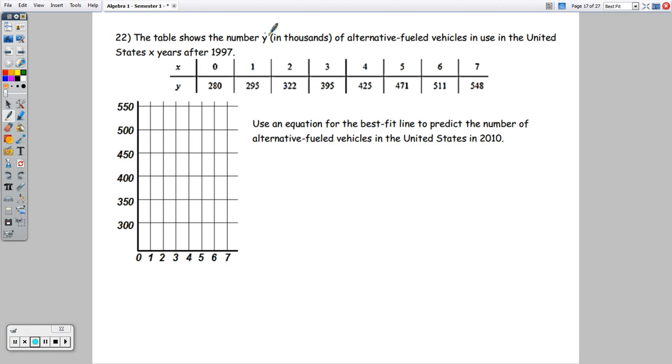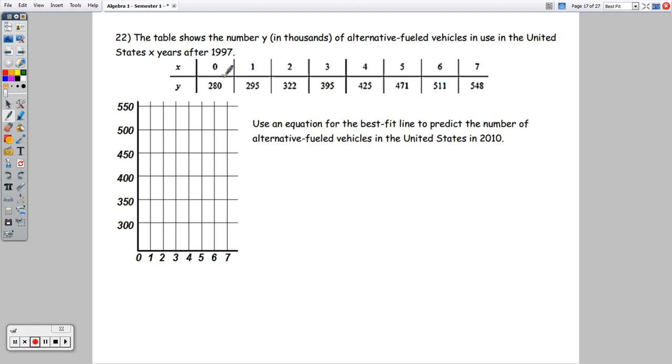22 now. The table shows the number y in thousands of alternative fueled vehicles in use in the United States after 1997. So this is the year after 1997. So 0 years after 1997 would be this one. This is 1997 right here. This is 1998. That's 1 year after 1997. 1999 and so on. Use an equation then for the best fit line to predict the number of alternative fueled vehicles in the United States in 2010.